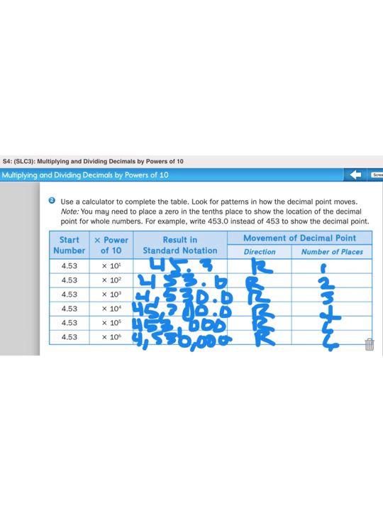So when multiplying by a power of 10, the decimal point moves to the right. The exponent in the power of 10 indicates the number of places the decimal point moves. Zeros are sometimes attached to the right of the starting digits to show how the digits have shifted. Now we will move on to the bottom part and try to do the same thing with division.